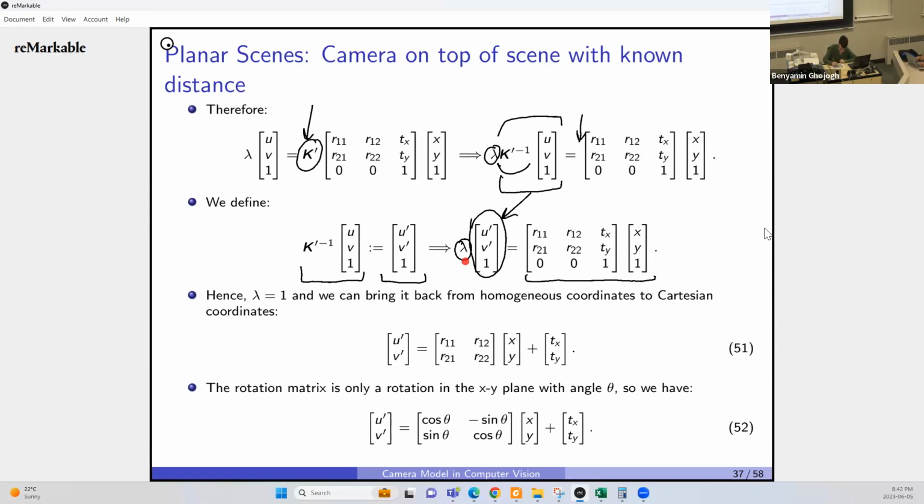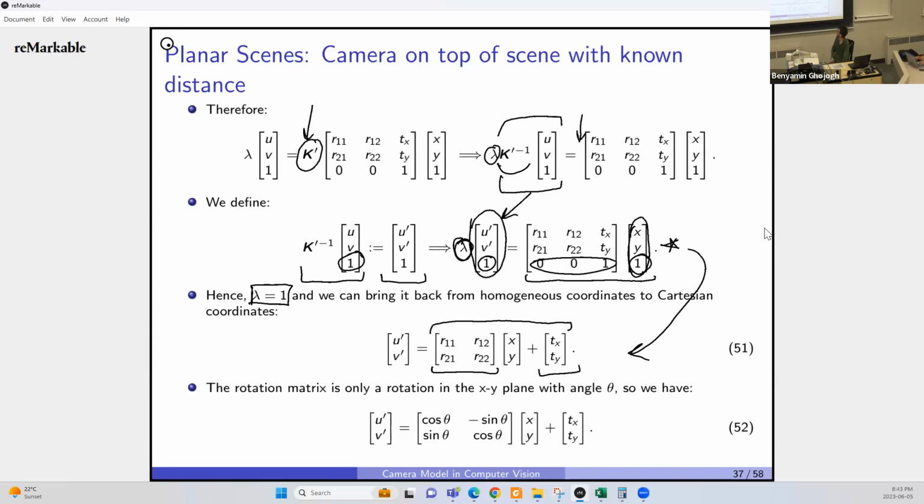Why? Because lambda times 1 equals 0 times x plus 0 times y plus 1. So lambda is 1. And we can bring it back from homogeneous coordinates to Cartesian coordinates. I'm bringing this equation, which is in homogeneous, back to Cartesian. So this becomes this. Very simple. This goes away, and also this rotation matrix becomes simplified, and I can write it in this way.